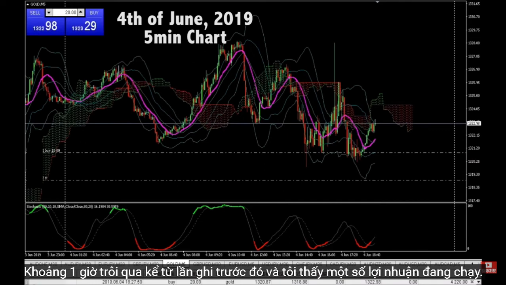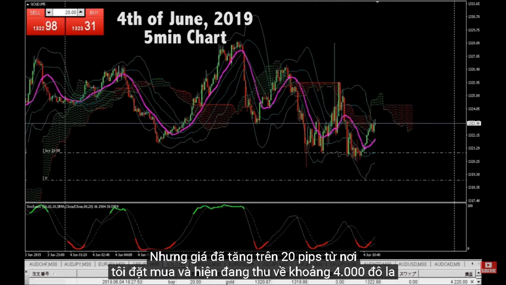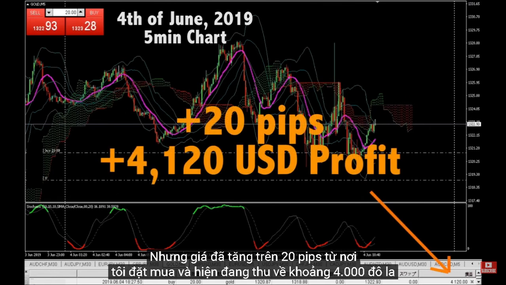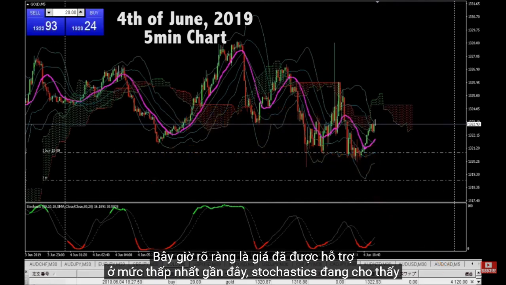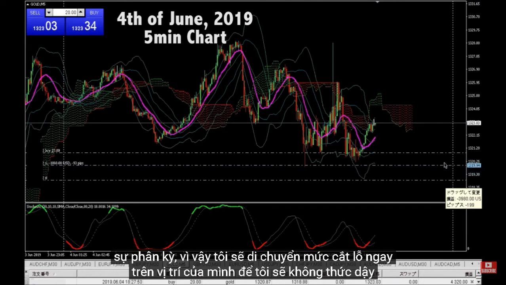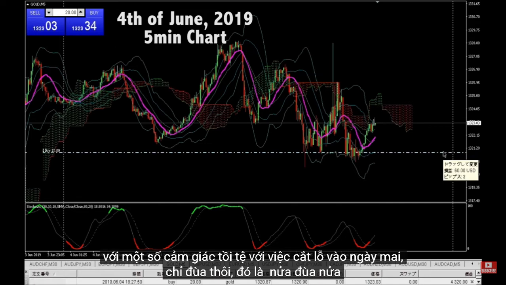About 1 hour passed from the previous recording, and I see some profit running. Now it's like 1:30 a.m., midnight in Japan, so I will go to bed anytime soon. But the price went above about 20 pips from where I placed the buy, and currently I'm running about $4,000 of profit. Now it's clear that the price was supported at the recent lowest. Stochastic is showing divergence, so I will move the stop loss right above my position so that I won't wake up with some bad feeling with a loss cut tomorrow.